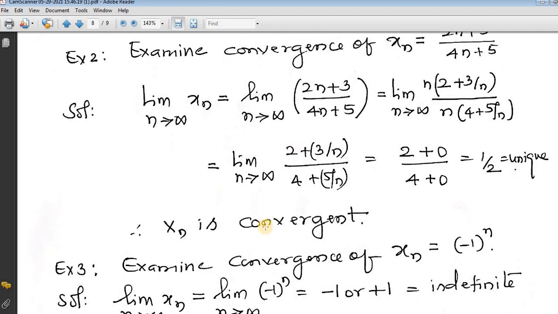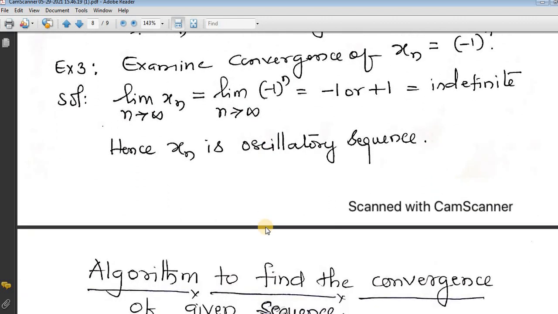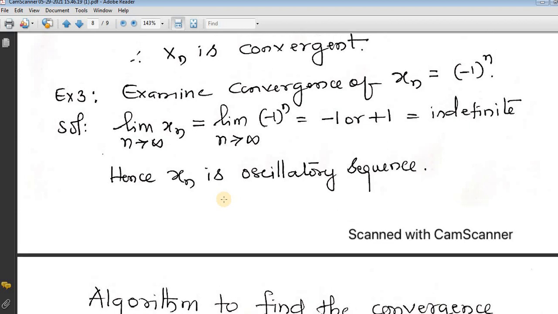And the third example what we are doing in the Maxima program is this: examine the convergence of xn equals minus 1 to power n. Similarly, just substitute limit n tends to infinity xn, limit n tends to infinity minus 1 to power n, xn is equal to minus 1 to power n. So minus 1 or plus 1 we get as the value, so it is indefinite. Therefore the given sequence is oscillatory. The given sequence is oscillatory.